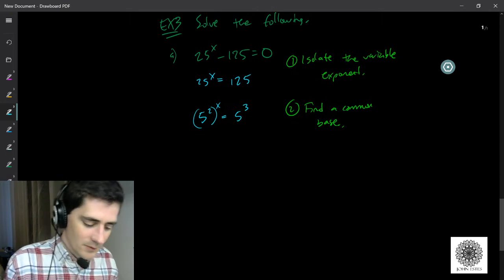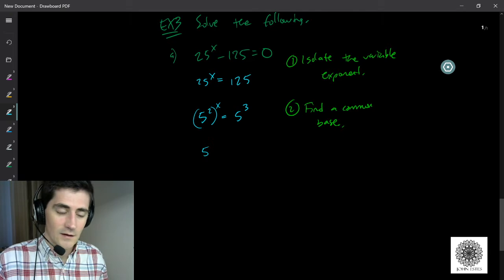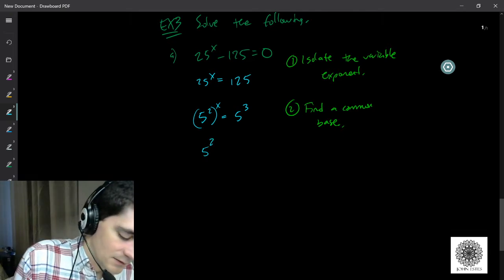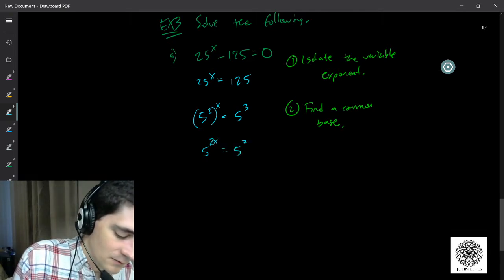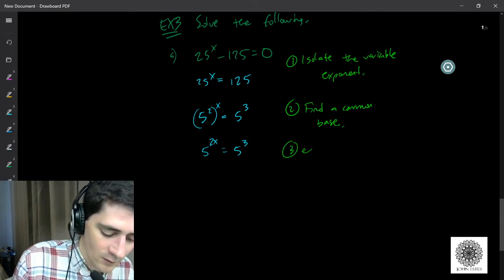So now, and remember my properties of exponents, if I'm raising an exponent to a power, I have to multiply them. So I have 5 to the 2x equals 5 cubed. Now that I have a common base, all I have to do is what? Equate the exponents.